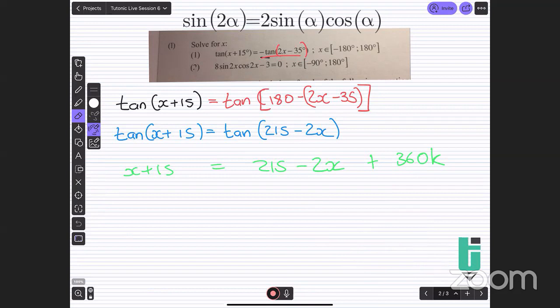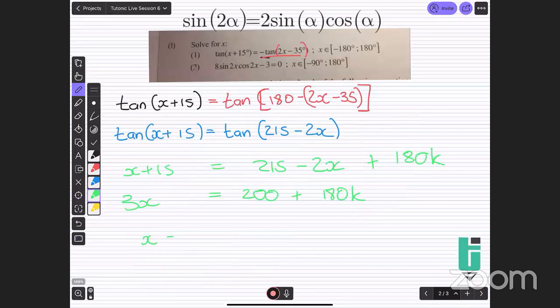Well, I wrote a mistake here. What's the mistake in this statement? 360k. What must it be? 180. I was waiting for you guys to correct me. Okay, so then you get 3x equals, take the 2x over, and then I took the 15 over to the other side, which is 200. And then I divided everything by 3. Then it gave me x equals 66.67 plus 60k.